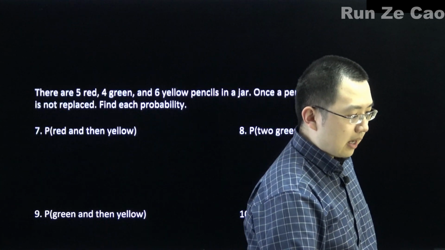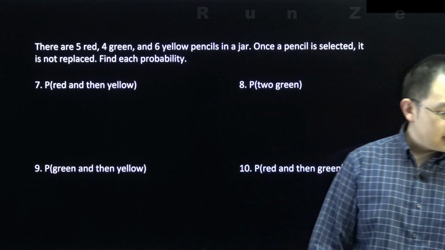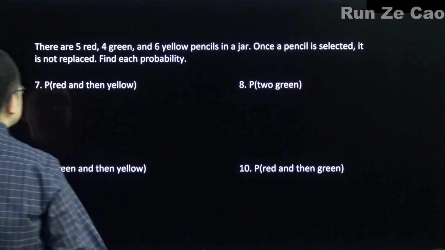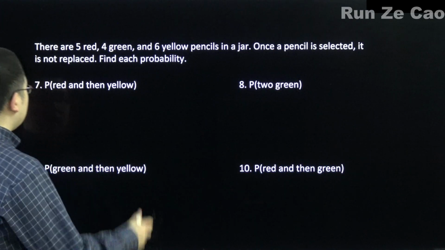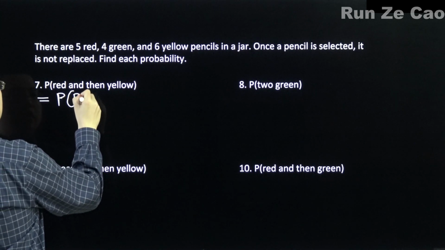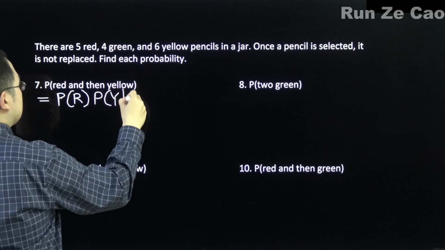Now let's say we have some pencils in a jar. Once a pencil is selected, it's not replaced. Find each of these probabilities. The chance of getting a red and then a yellow equals the probability of red multiplied by the probability of yellow given red.